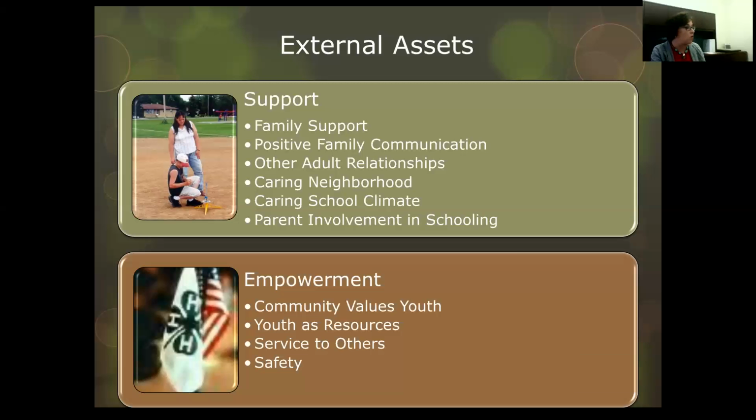Then you have the empowerment. So that's where the community values youth. This is where the young person perceives that adults in the community value youth. This is where those youth coalitions can be really critical. That you have things going on in your community for young people.